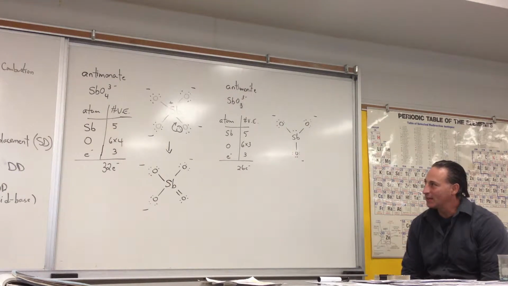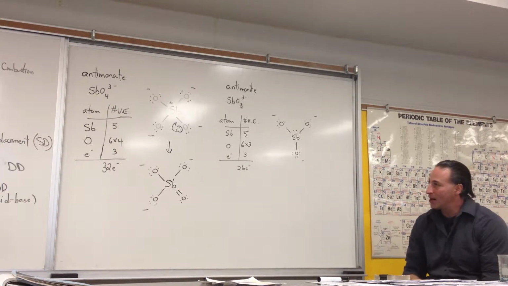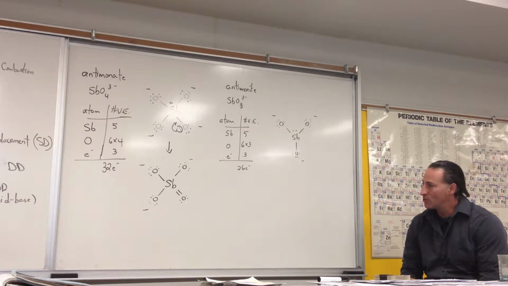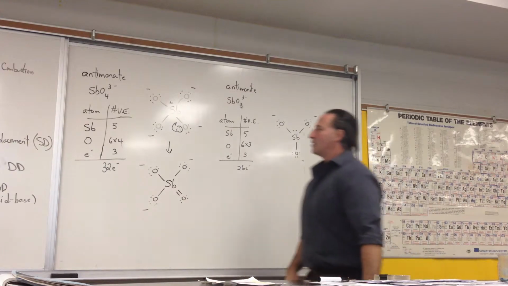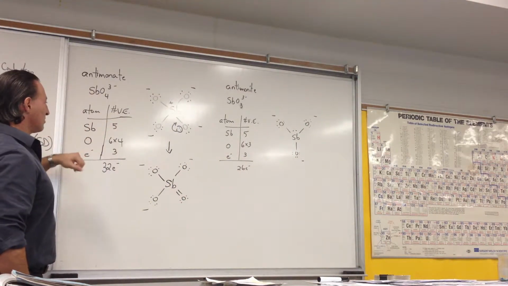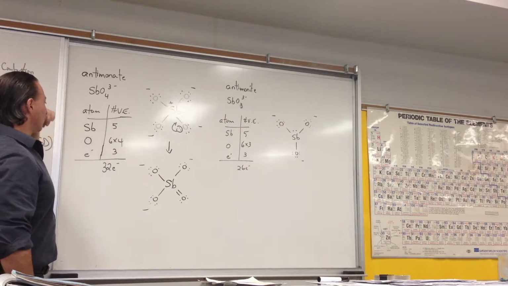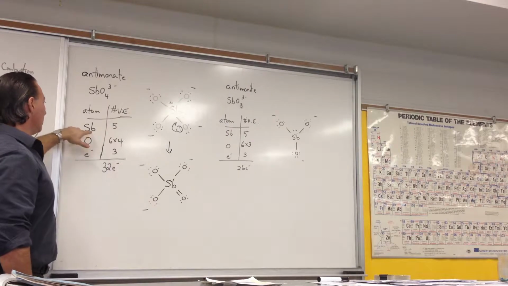Okay, we're looking at how to draw the Lewis structures of antimonate and antimonite. Antimonate has the structure SbO4 3-. I always recommend that if you're going to draw a Lewis structure, start by making a T-chart with all the atoms involved, and then write e- to symbolize the extra electrons from the negative charge on the anion, or the cation as the case may be.